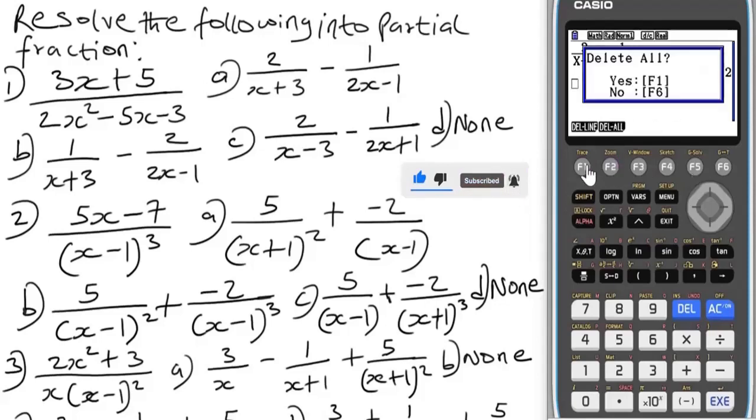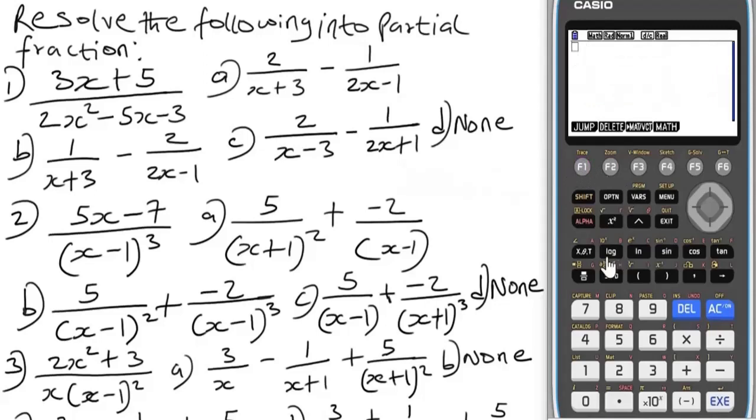Let's delete everything here, delete all. Now for question 2, in fraction, we have (5x − 7) over, in brackets, (x − 1), close the bracket, and put the power there using the power function. The power is 3. Now we're going to simplify the options. Any one that gives us 3 will be our answer. So let's begin with option A, delete everything.